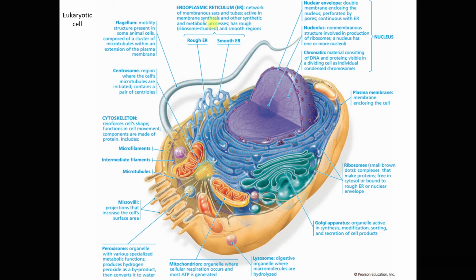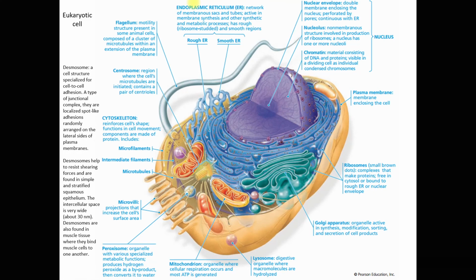Another structure that is not shown here is the desmosome, which is a cell structure specialized for cell-to-cell adhesion. Desmosome is also a type of junctional complex, and they are localized spot-like adhesions randomly arranged on the lateral sides of the plasma membrane. So apparently this desmosome can be found at the sides of this cell. Later on you will learn about desmosome in detail.